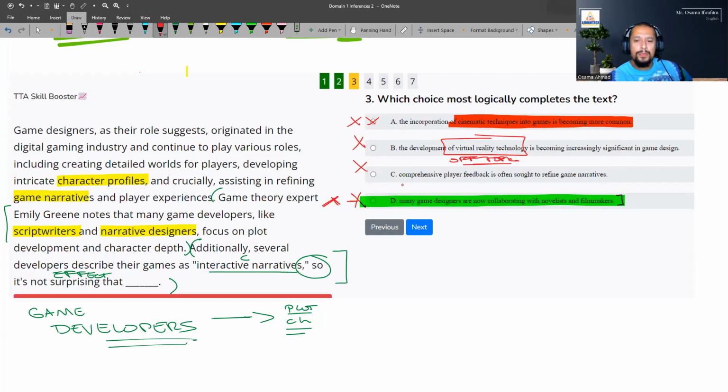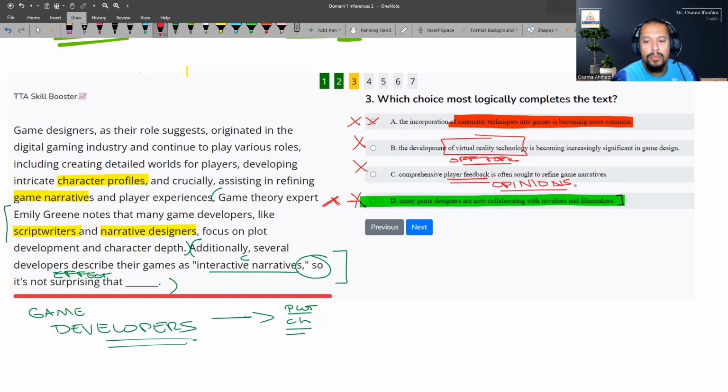Good. Comprehensive player feedback. He didn't say that player feedback is often refined either. What is player feedback? What does feedback mean? Feedback means when, for example, you have a comment or you want to say something to the developer, you want something to be added or something to be removed, something to get better. Okay, that's the player feedback. Good. He didn't say that in the paragraph either.